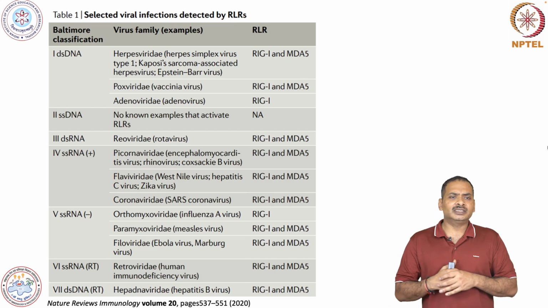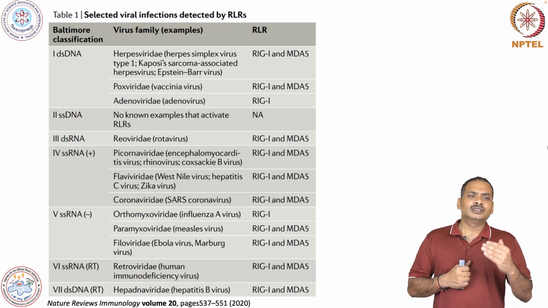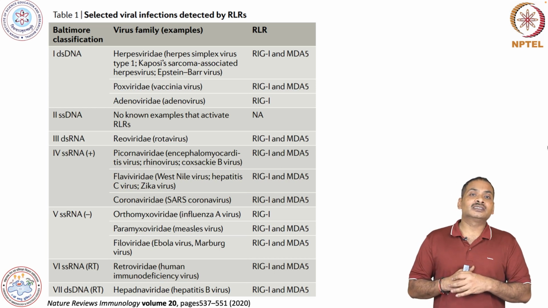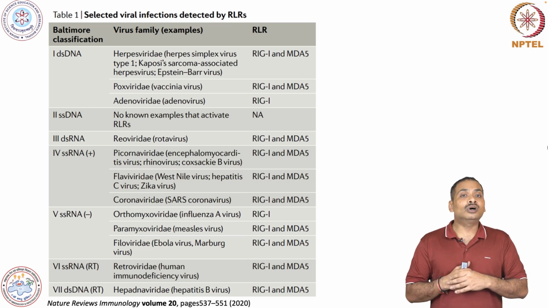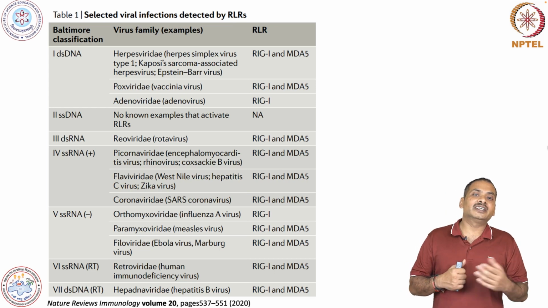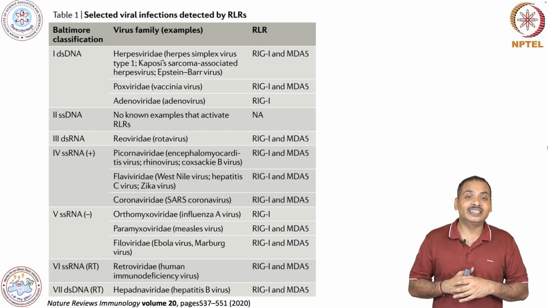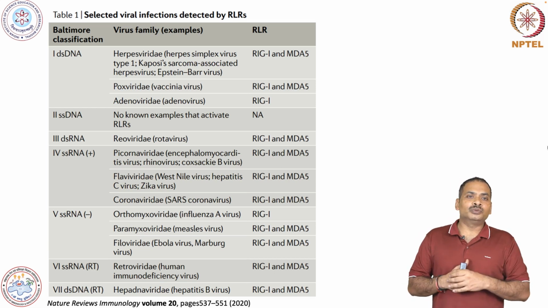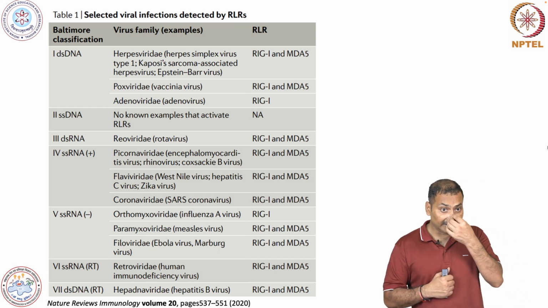As you can see in this Baltimore classification, RIG-I and MDA5 can recognize all kinds of viruses, except that the RLR sensors do not recognize, or it is not known at the moment that they recognize, some single stranded DNA viruses. So we are not aware. Let me take you through each class. First is double stranded DNA.